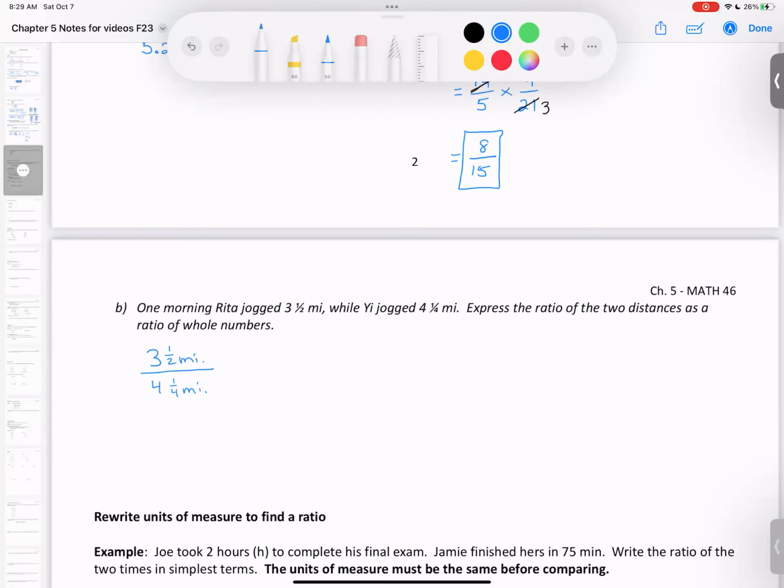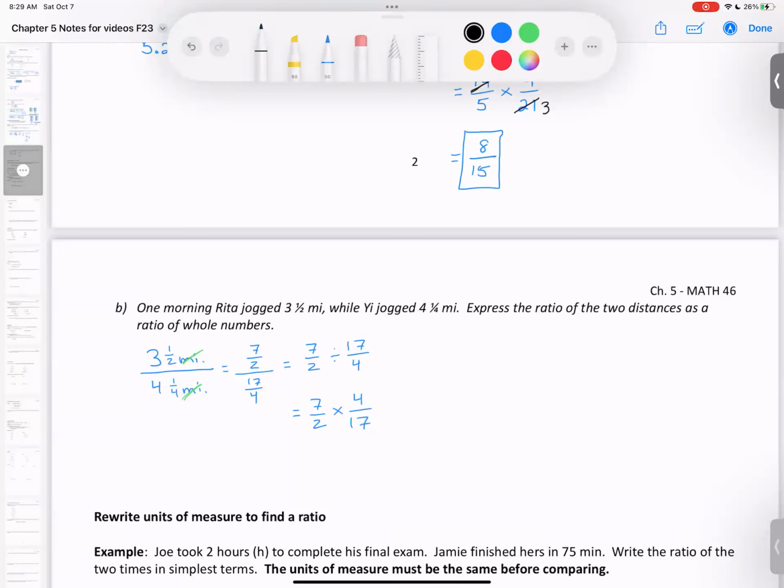So right off the bat, we see we have the same units, so we can get rid of those from our ratio. Now let's convert to improper fractions. So we're going to have 7 over 2 over 17 over 4. And let's rewrite that with the division symbol. Okay, now I know I can flip and multiply. I like to do that down below. So I'm going to flip and multiply. So that's multiplied by 4 over 17.